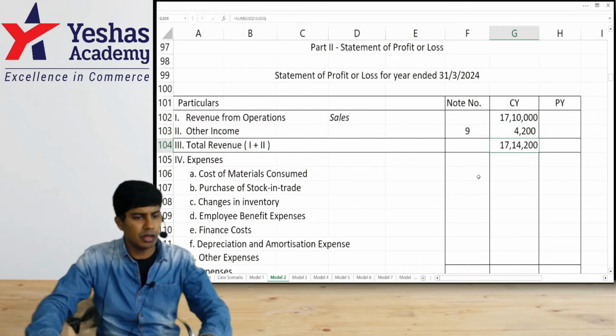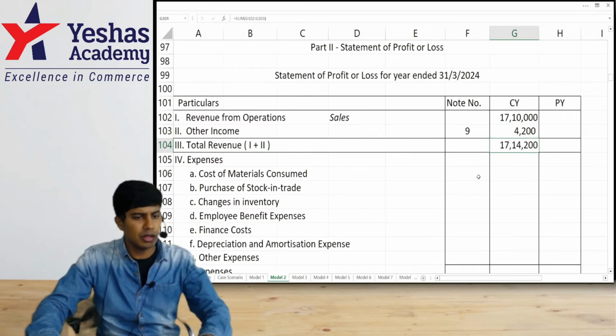Cost of material consumed, we've done one note. Opening plus purchase minus closing, consumption of that, and everything. Note number 10. How much is it? 12,19,200 plus 45,000, 12,64,200. Post it to statement of profit or loss. 12,64,200. Understood? Then purchase of stock in trade.